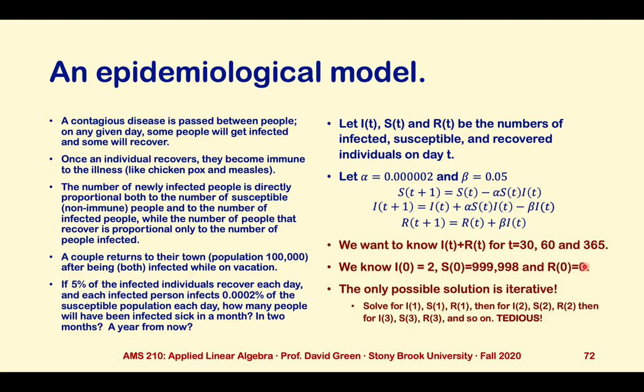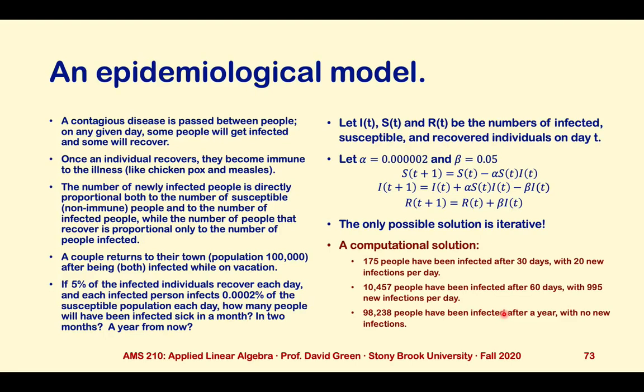In this kind of problem, the only thing we can really do is an iterative solution. That is, we solve for the numbers on the first day, then on the second day, the third day, and so on. If we want to find this for day 30, 60, 365, this is ridiculously tedious. Do not try to do this by hand. Nobody tries to do this by hand. The way we need to solve this kind of problem is with a computational solution where we let the computer go through all of these iterations.